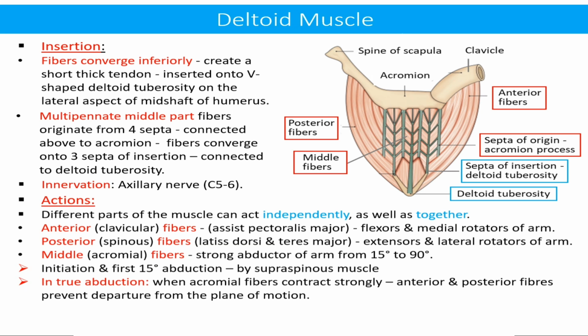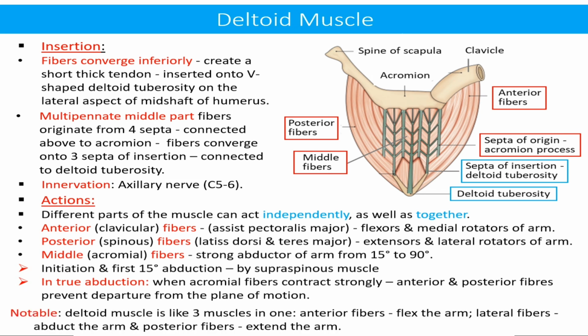Notable is that initiation and the first 15 degrees of abduction is caused by the supraspinatus muscle. In true abduction, when acromial fibers contract strongly, anterior and posterior fibers prevent departure from the plane of motion. Notable thing is that the deltoid muscle is like three muscles in one, as anterior, posterior, and middle fibers have their own action.